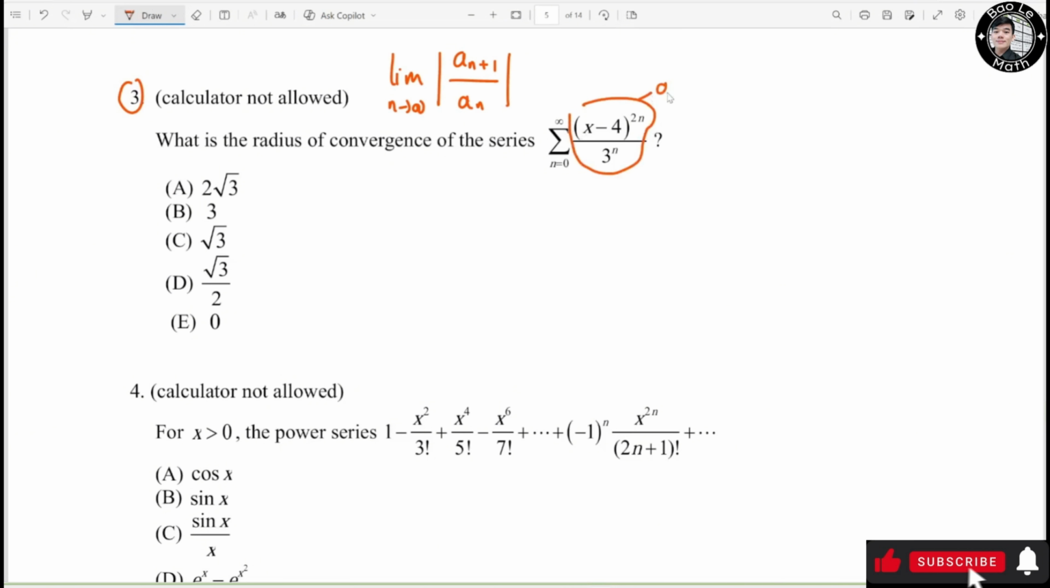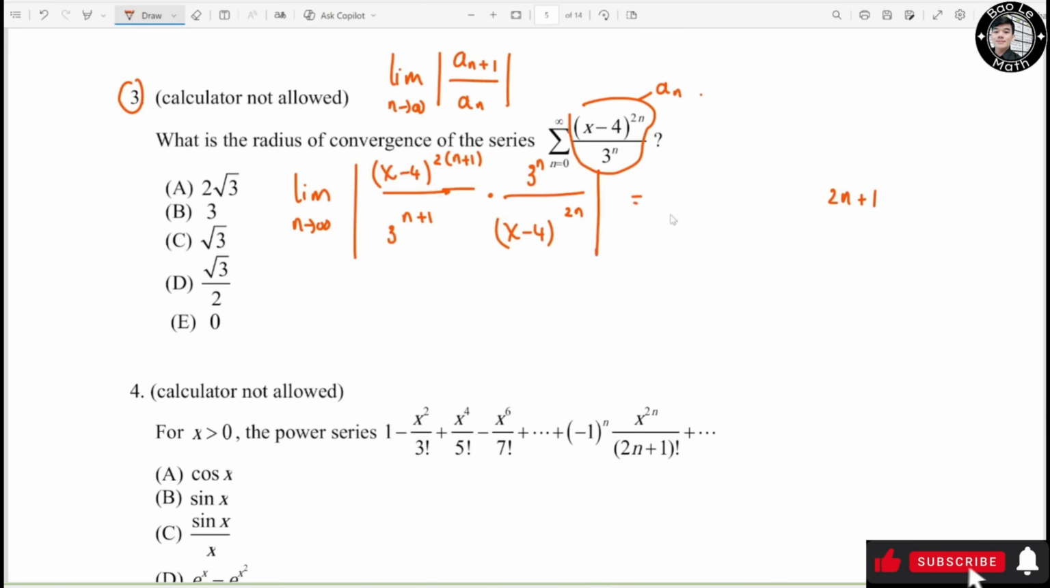So we have the limit as n approaches infinity of the absolute value of x minus 4 raised to the 2 parentheses n plus 1. Be careful. If you write 2n plus 1 like this, that's completely wrong. Over 3 raised to the n plus 1. Dividing by a sub n, we multiply by its reciprocal, so 3 raised to the n over x minus 4 raised to the 2n.